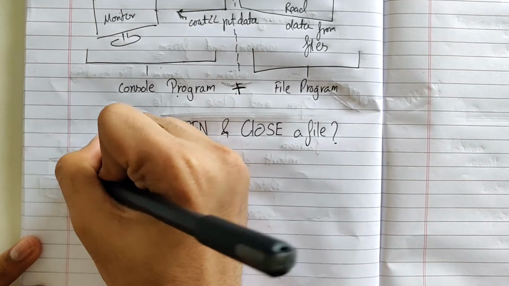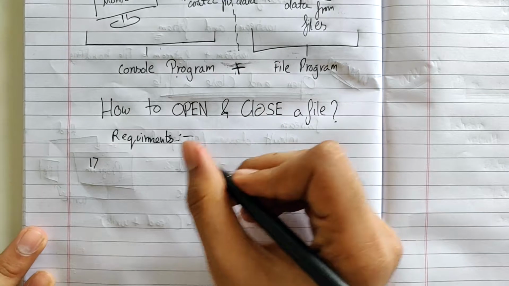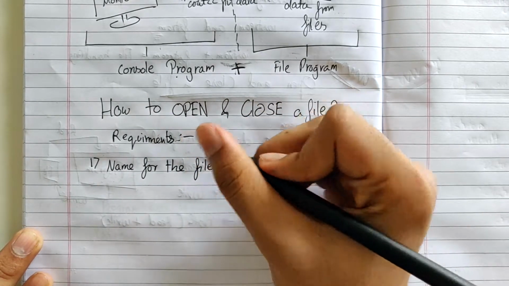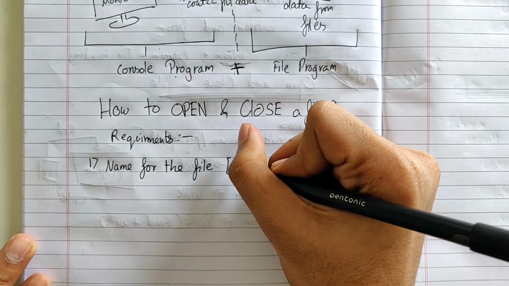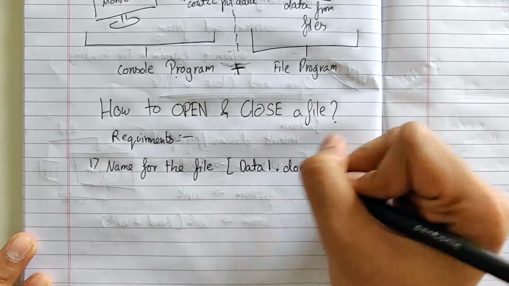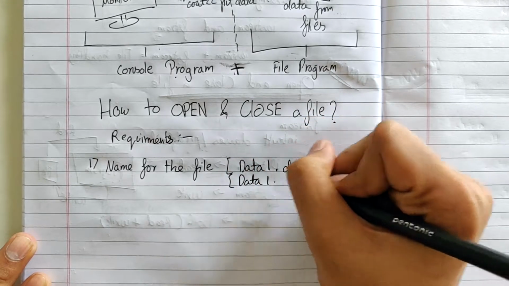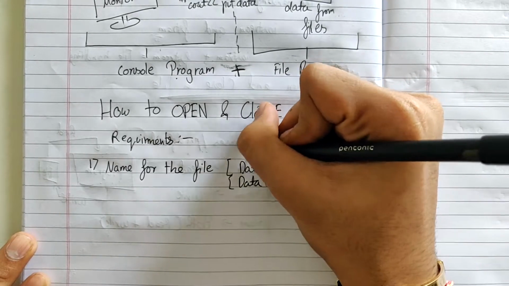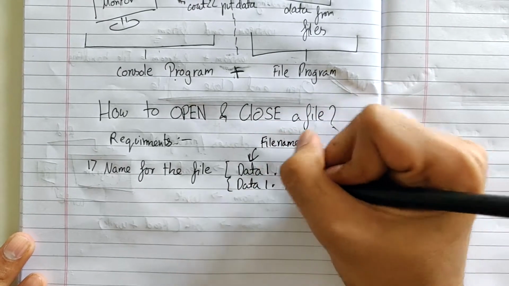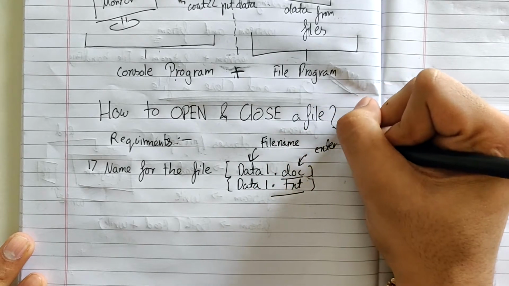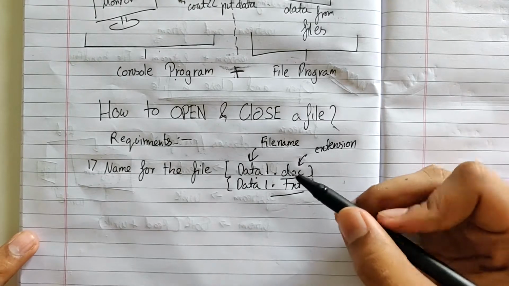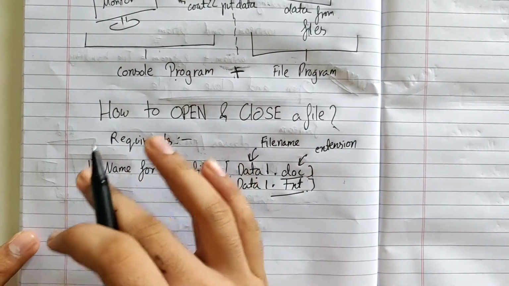Requirement number one is a name for the file. The file needs to have a name. Let's say the file name is data1.doc, or data1.txt. In this case, data1 is the file name, and .doc or .txt is the extension. This specifies what type the file is. So data1.txt is a file of type txt.